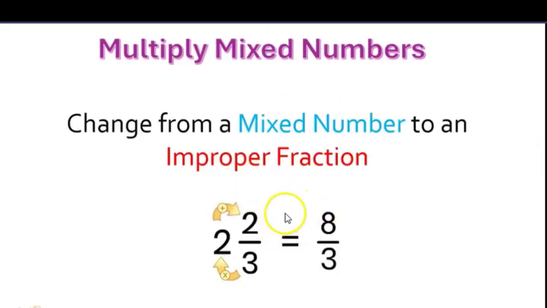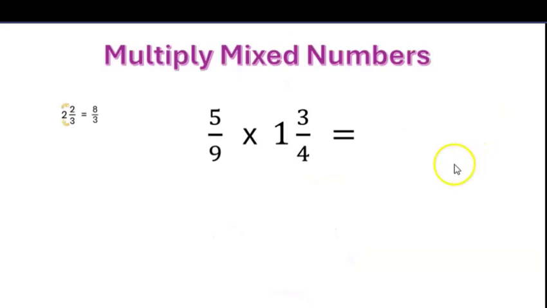Here's a quick review on how you change from a mixed number to an improper fraction. You start with the denominator, you multiply it by the whole number, and then you take that amount and add the numerator and put it over here. That becomes your new numerator, and you keep the denominators the same. So 3 times 2 is 6, plus 2 is 8. So let's try an example.